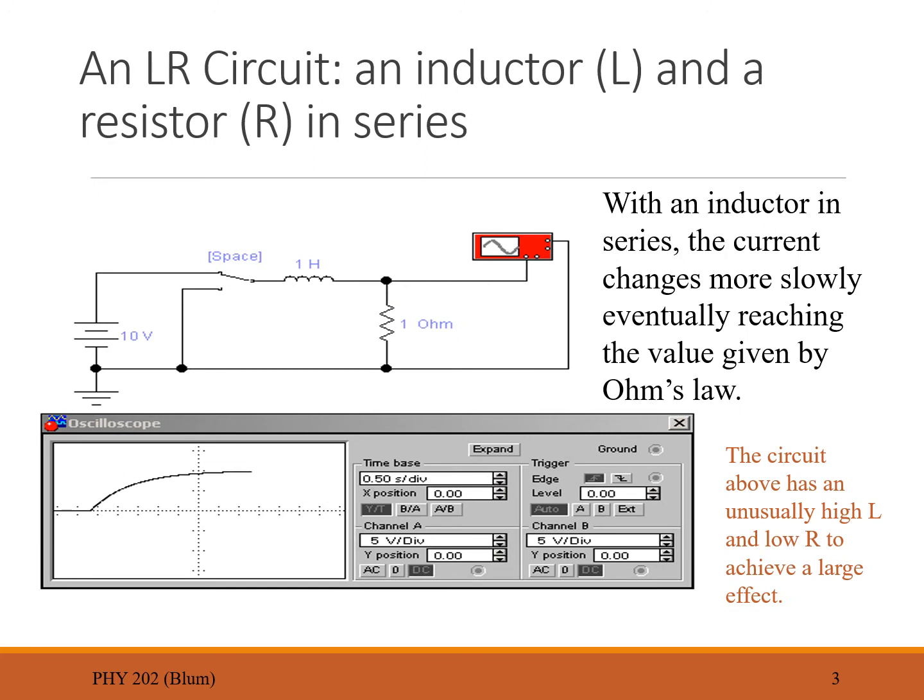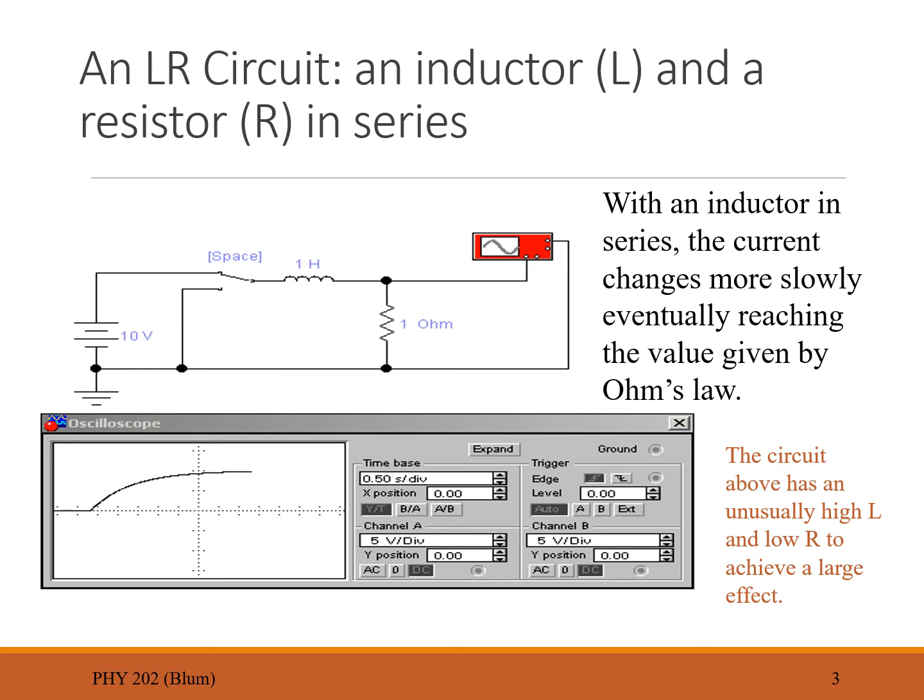Now we're going to add an inductor, an L, to the circuit, so we will have an LR circuit. And we know that inductors do not like changes in current. It doesn't mean that a change in current can't happen. It just opposes big changes, and so it leads to a more gradual change.